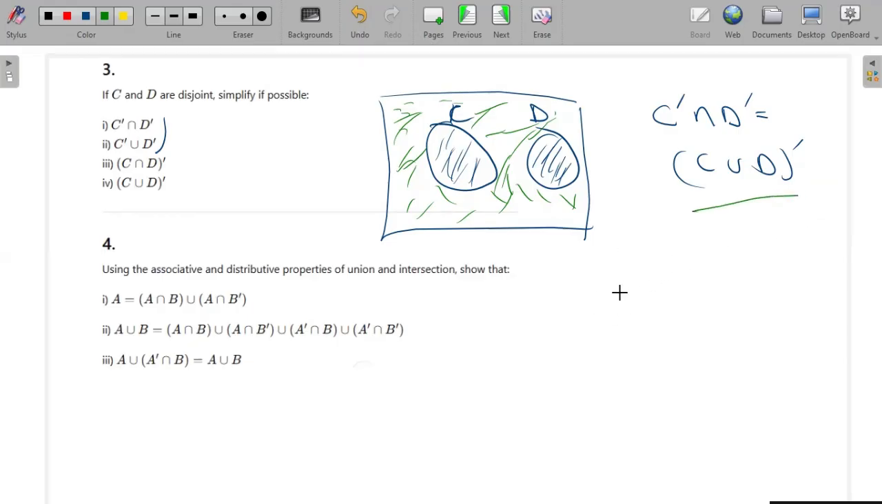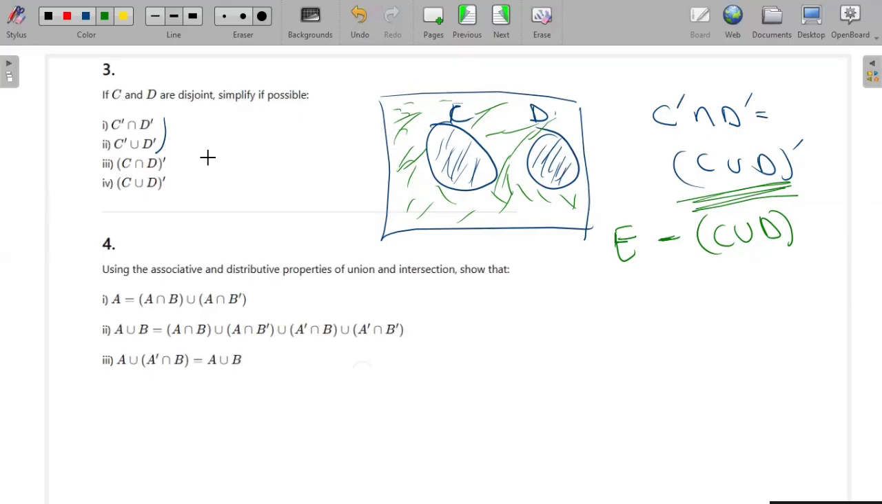Or you'd write it as the universal set, which is either E or U, minus, which just means you're removing, the complement of C union D, like this. Or you could just leave it here like that. That's still in the simplest form, because you can't go any further when it comes to simplifying.